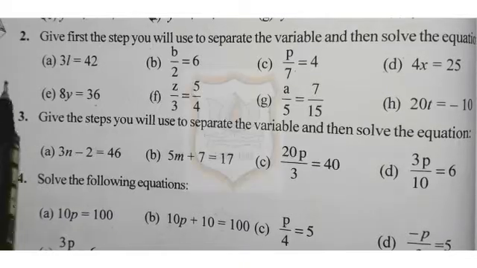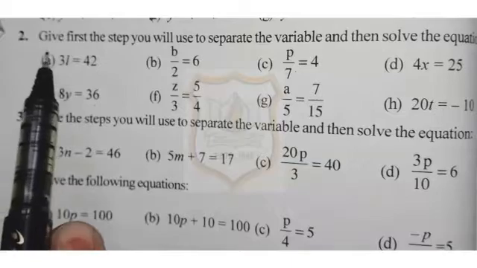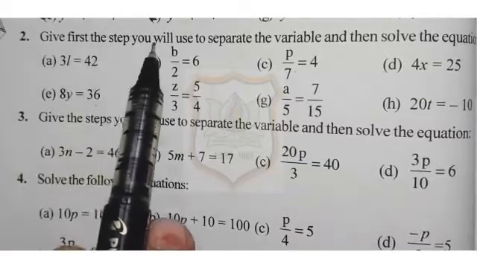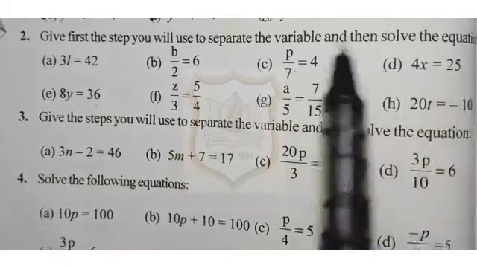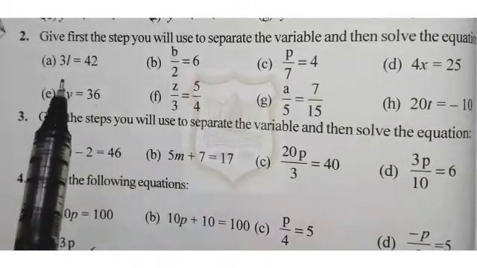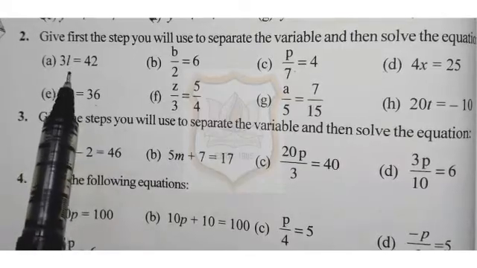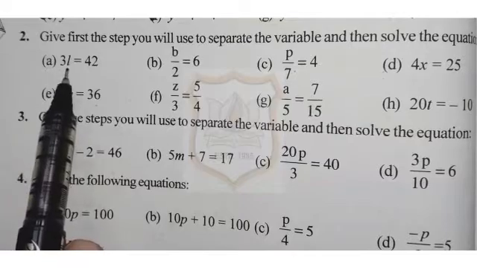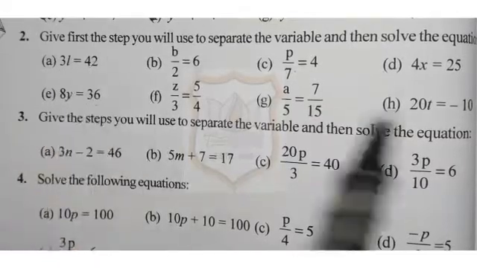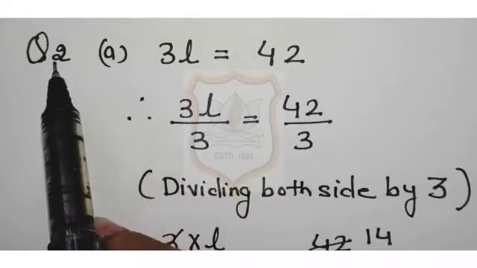Students, let's solve question number 2 of exercise 4.2, and that is, give first the step you will use to separate the variable and then solve the equation. It means you have to separate the variable from the constant term and then find out the value of the variable. A part is 3L is equal to 42. Students, this is the solution of A part of question number 2.